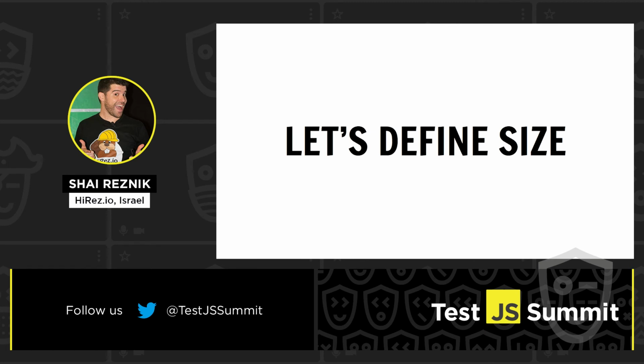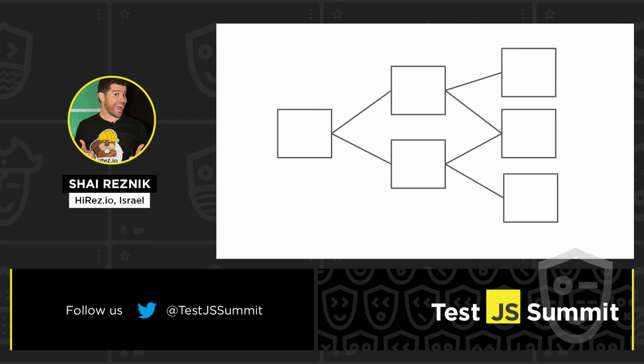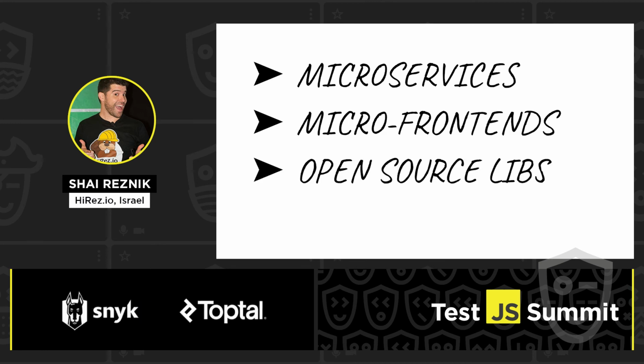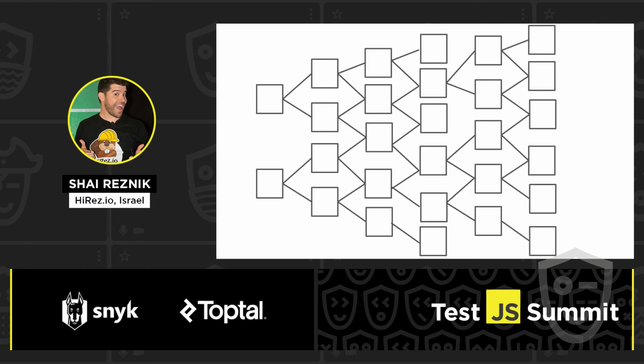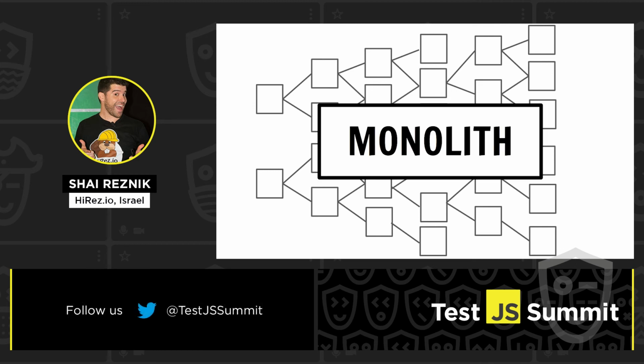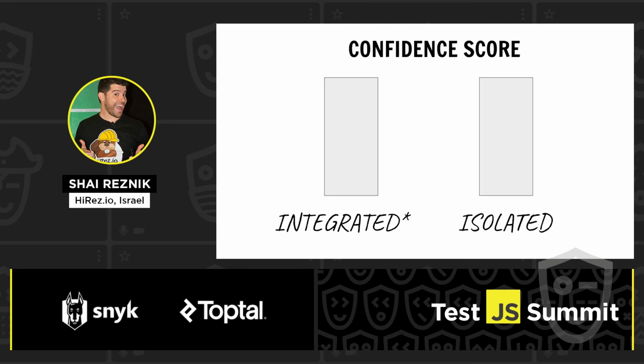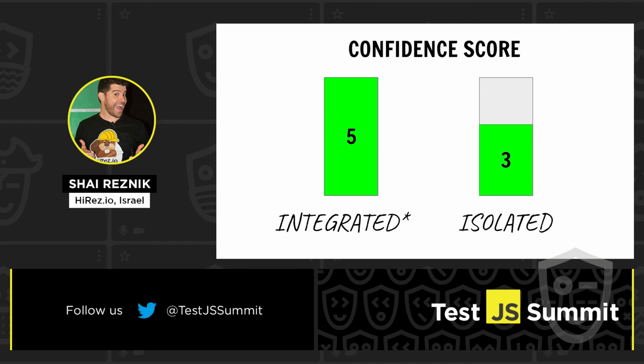So let's define size. On one end, we have the small apps. Examples for these can be microservices or micro frontends or open source libraries or proof of concept, stuff like that. These are smaller apps. On the other end, we have medium to big apps, which most of the time are monoliths. If we don't break them into micro frontends, it's a big monolith with lots of moving parts, compared to a monorepo or something like that. So these are big apps. These are the terms. In terms of integrated versus isolated, on the confidence score, we have a high confidence score for the integrated test and a lower confidence score for the isolated, because we lose touch with reality when we fake stuff.